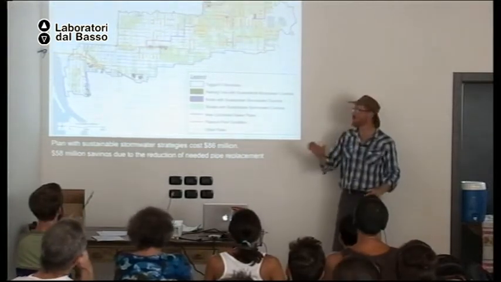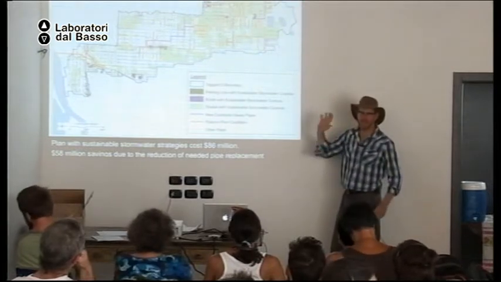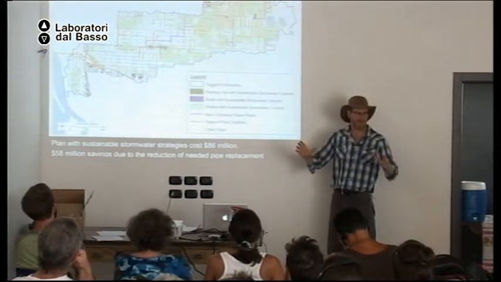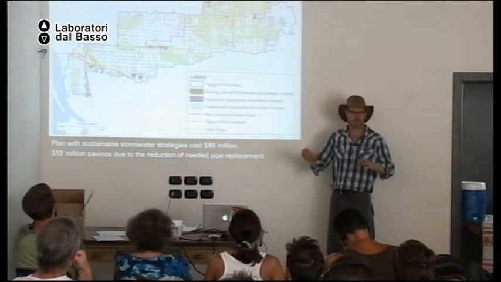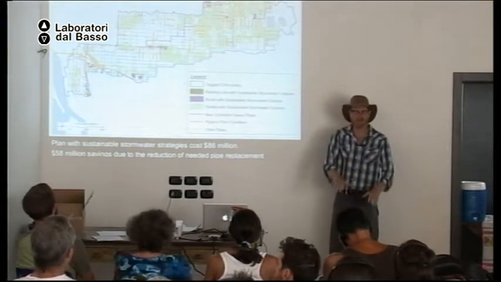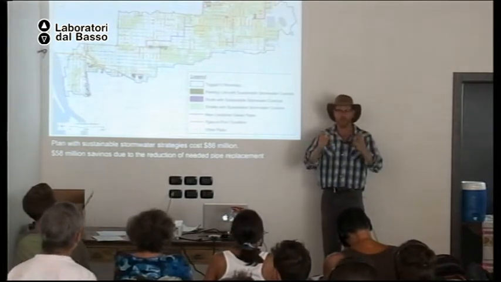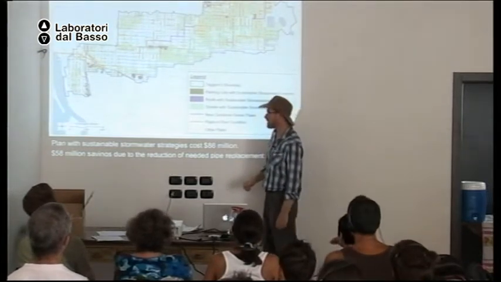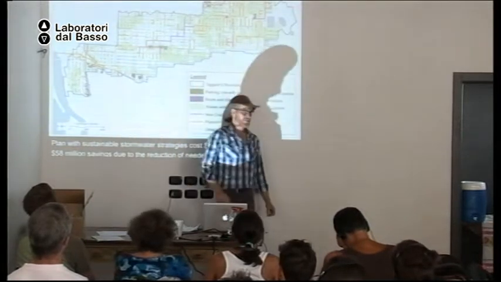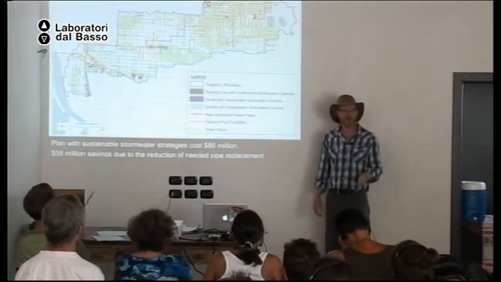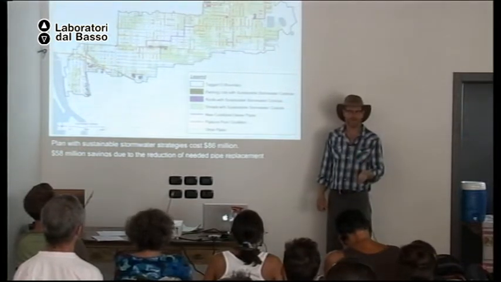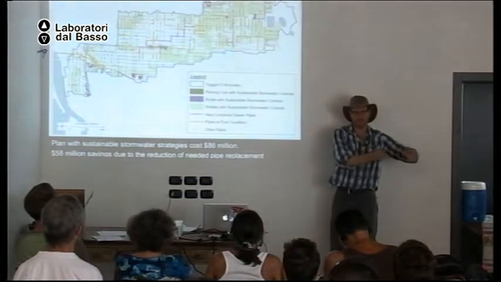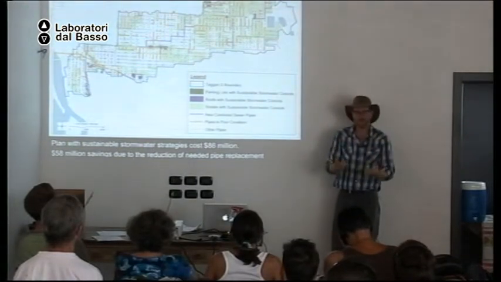So thankfully, before they did the work, they changed their idea. And instead of making more bigger pipes, they decided to instead harvest more of the rain before it got to the pipe with rain gardens, water harvesting, porous pavement. And that reduced the cost by $58 million. And it also improved the health of the river because there was less of the polluted water going to the river, more of the soil.